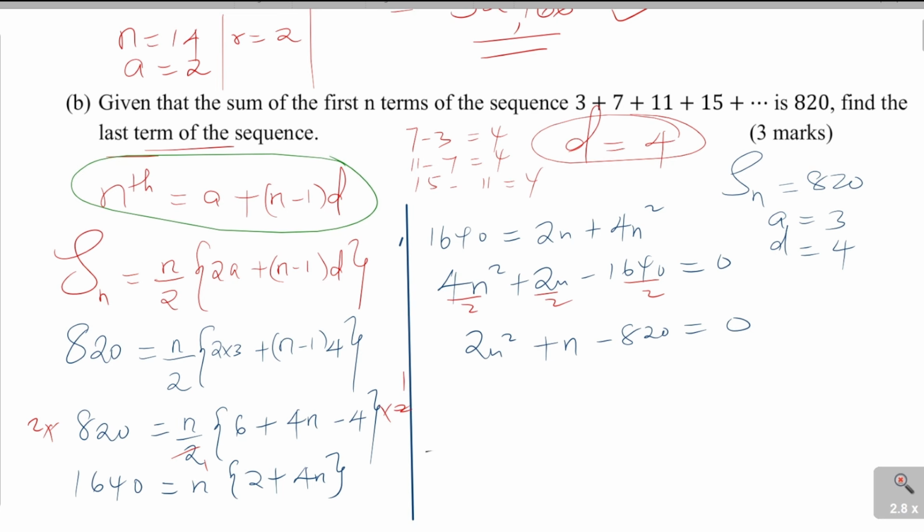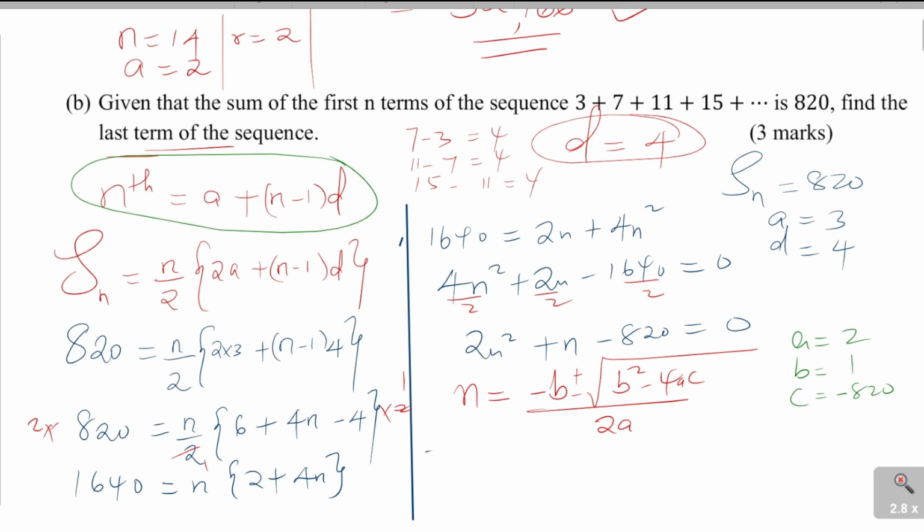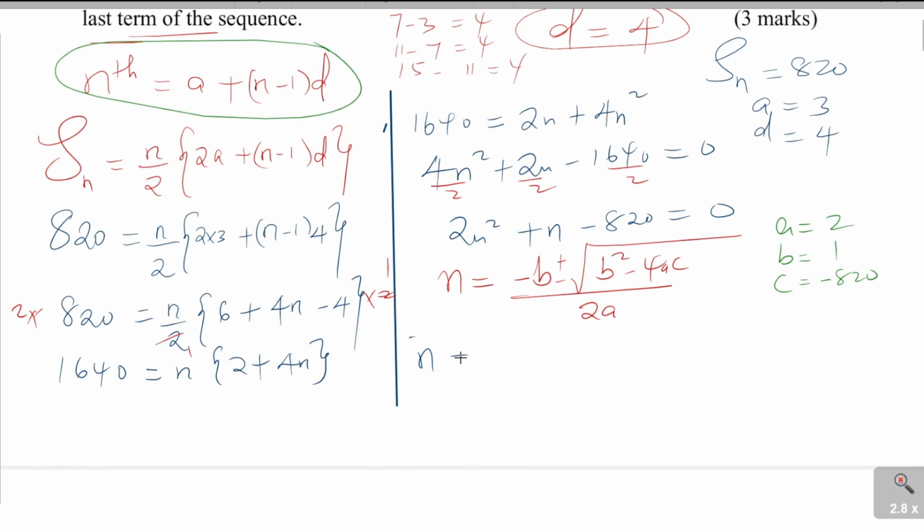So how do you solve this quadratic equation? You can use a factorization method, or you can use the quadratic formula. I will use the quadratic formula. n is given by minus b plus or minus the square root of b squared minus 4ac, all divided by 2a. In this case, a is the coefficient of n squared, which is 2, b is the coefficient of n, which is 1, and c is the constant term, which is negative 820. So n is equal to negative 1 plus or minus.